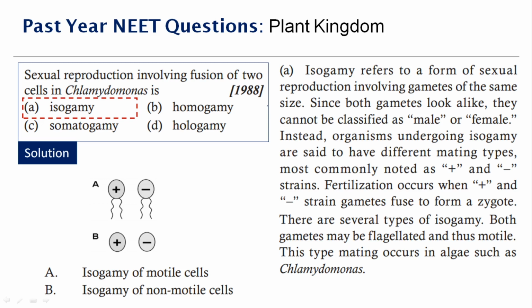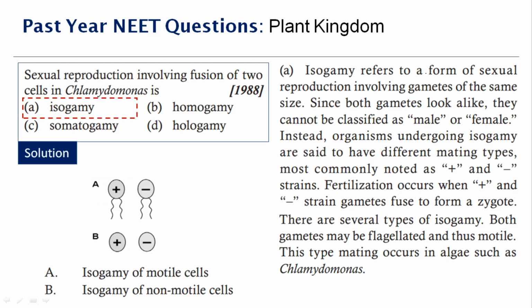Chlamydomonas and Spirogyra were the common examples that we were talking about. The diagram below shows you two things. If you look at A, it talks about isogamy of motile cells, and if you look at B, it talks about isogamy of non-motile or immotile cells. Isogamy refers to the form of sexual reproduction involving gametes of the same size. They are morphologically similar and physiologically also similar. Since both gametes look alike, they cannot be classified as male and female.